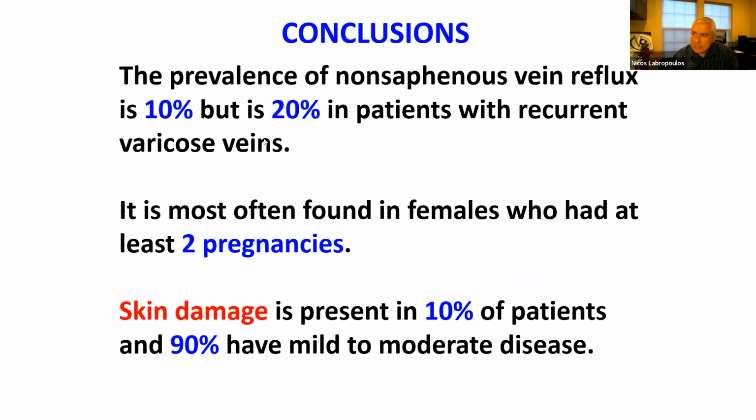So to remember for the non-saphenous, the prevalence is around 10%. So one of every 10 patients has these veins, but it's 20% of people with recurrent varicose veins. It's often found in females who have had at least 10 pregnancies, and skin damage is present in 1 in 10 of these patients.